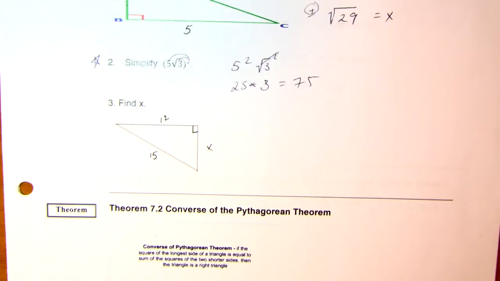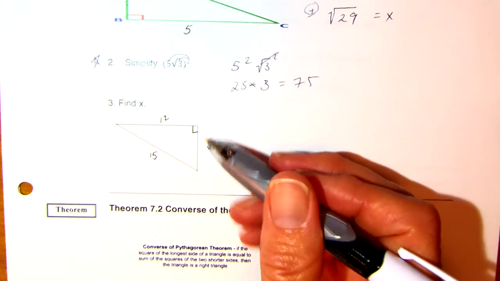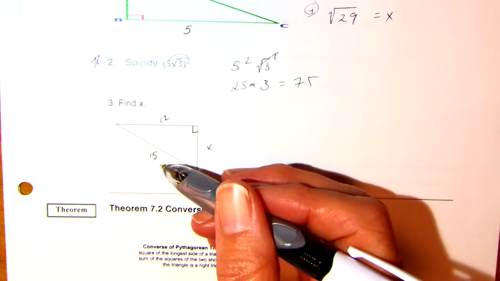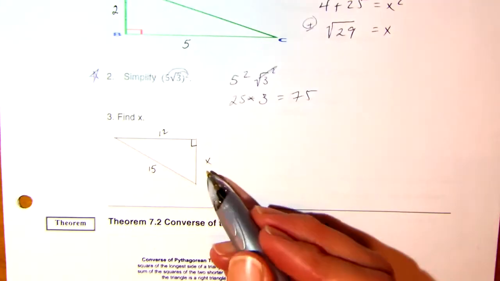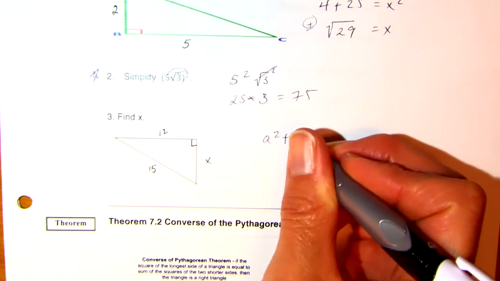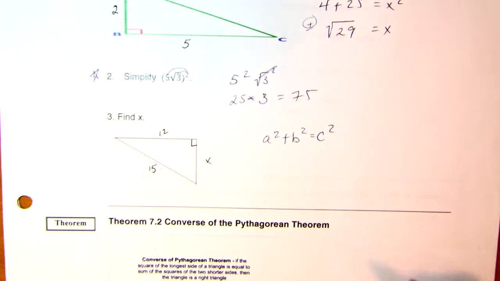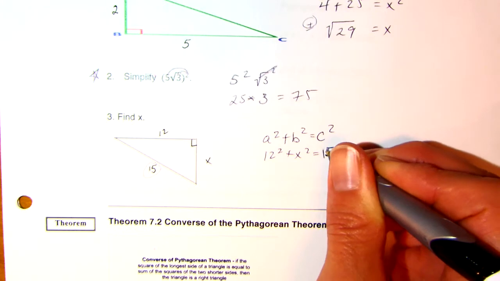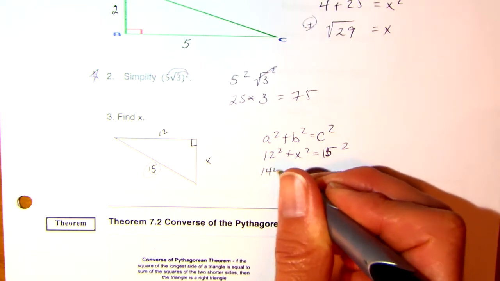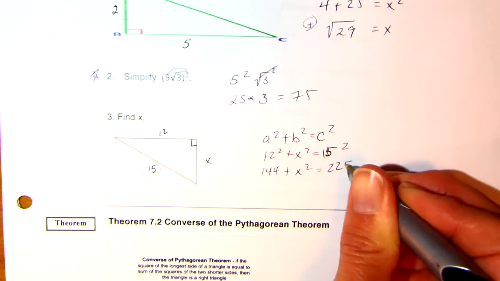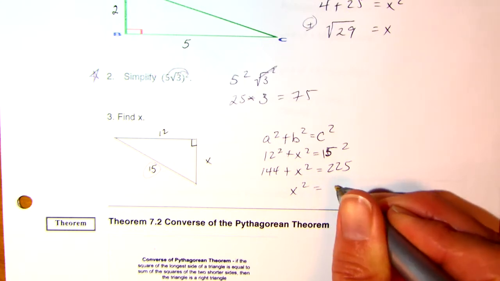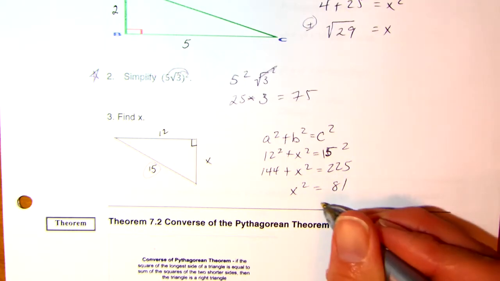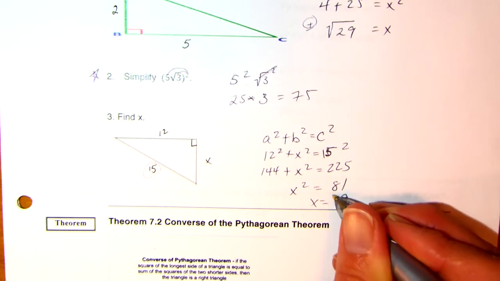So far so good. Now here's one that I didn't give you. I noticed in the notes, and I'm a little disappointed, and I already printed them out, so I didn't want to redo it all, but I didn't give you a lot of problems where you're finding the length of a leg. I always give you problems where you're finding the hypotenuse. So if you're finding the length of a leg, remember a squared plus b squared is equal to c squared. C is your hypotenuse. So 12 squared plus x squared is equal to 15 squared. We have 144 plus x squared is equal to 225. Subtract 144 on both sides. X squared is equal to 81. Take the square root. X is equal to 9. Of course, it's going to be the positive one.